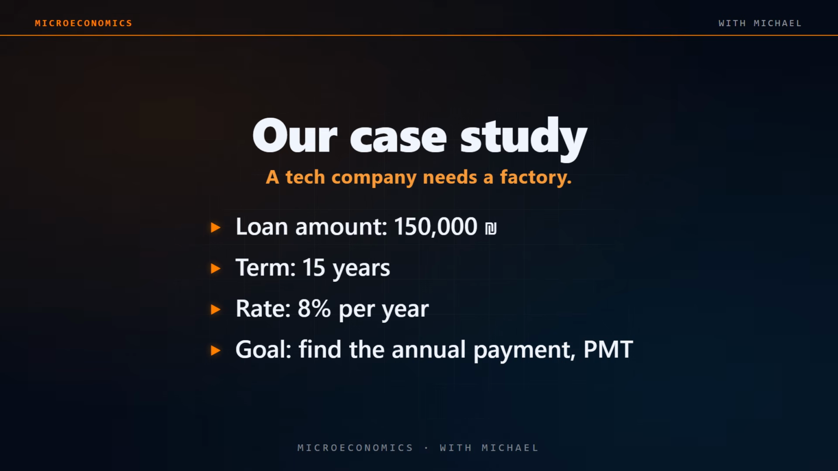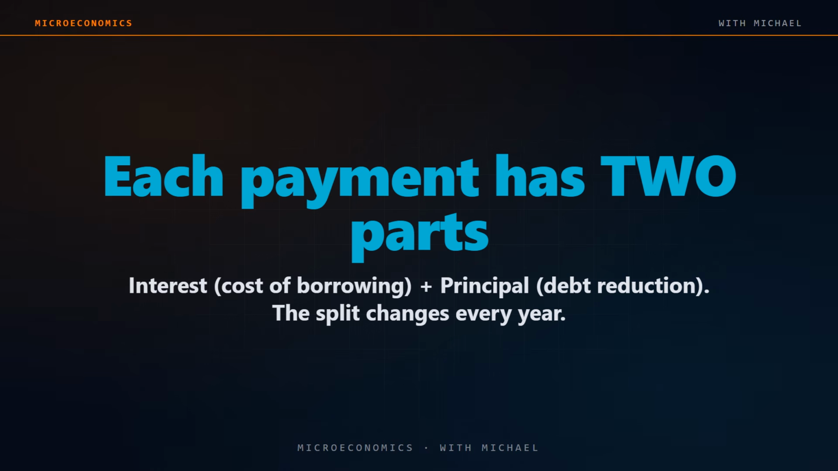In finance, that fixed payment has a name. We call it PMT, the periodic payment. Finding the right PMT is the entire point of the Spitzer method. But before we touch the formula, let's understand what makes this problem interesting. Every loan payment has two parts inside it. One part goes to interest, the cost of borrowing. The other part goes to principal, paying down the actual debt.